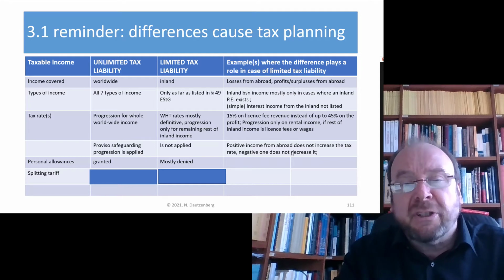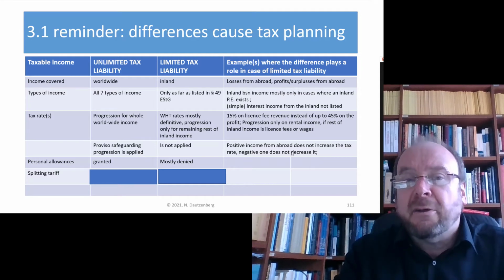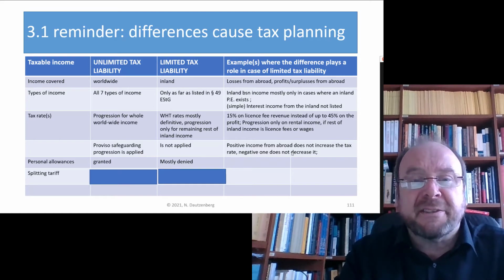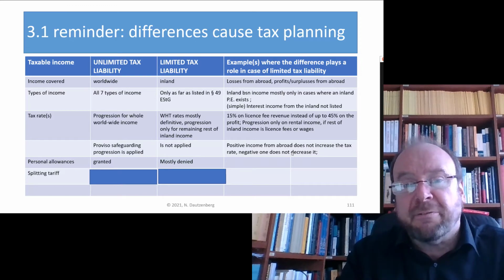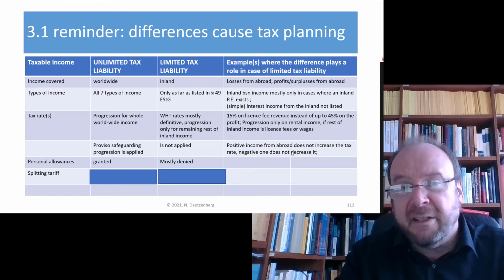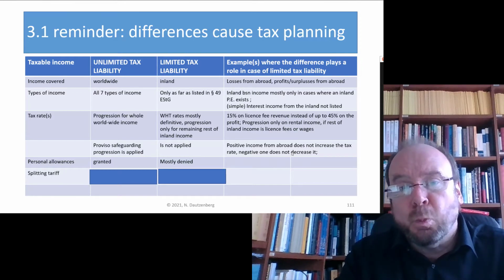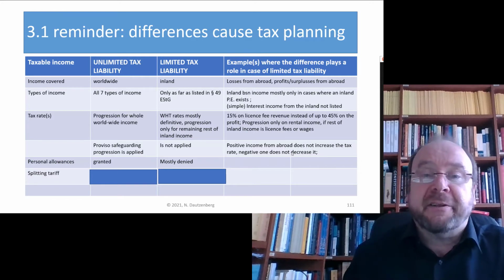The same with children's allowances and similar stuff. So all the personal allowances, special personal allowances, special expenses, as they are literally called in German law, all that is in favor of unlimited tax liability. There, this is more advantageous. Limited tax liability there is rather behind. Let's call it a bit behind.